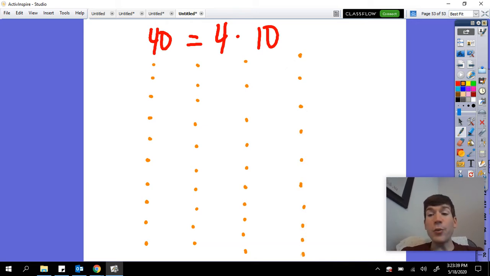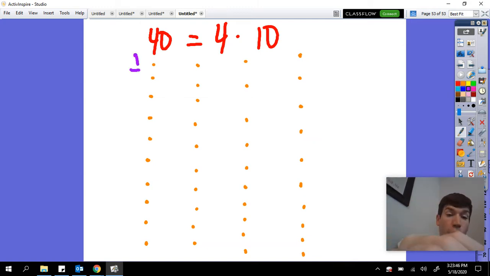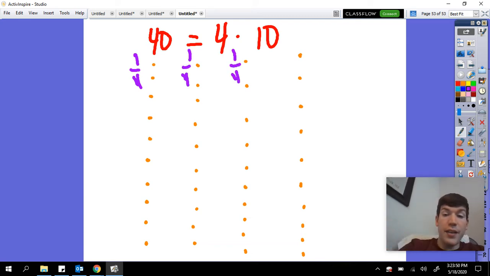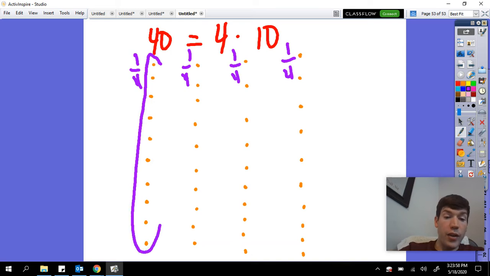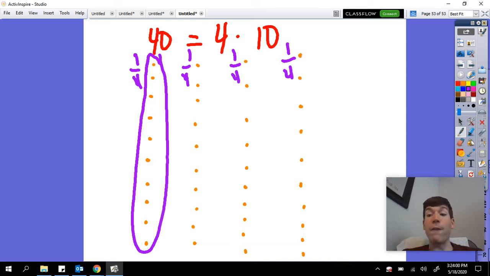Now, each one of these rows here in our array represents a fourth of the entire picture. And we could even say these are each cookies. So each one of these rows represents 1/4. So for instance, this row here would represent a fourth of all of the cookies.